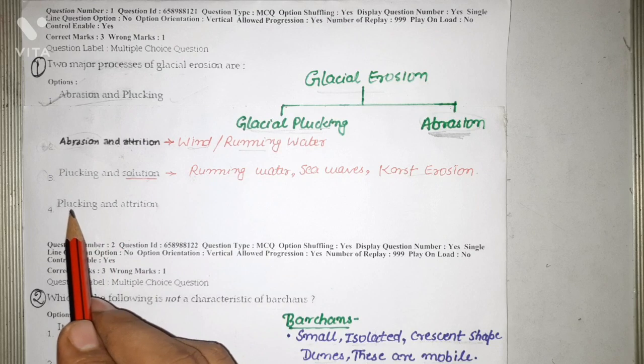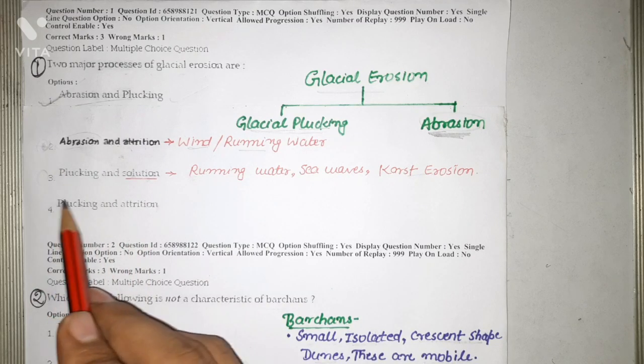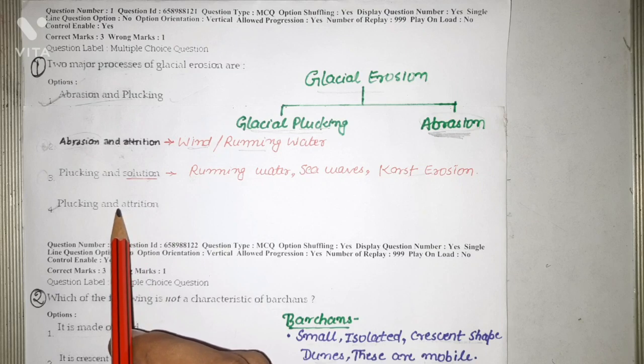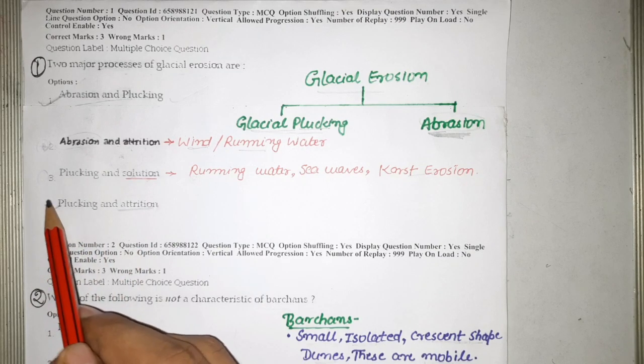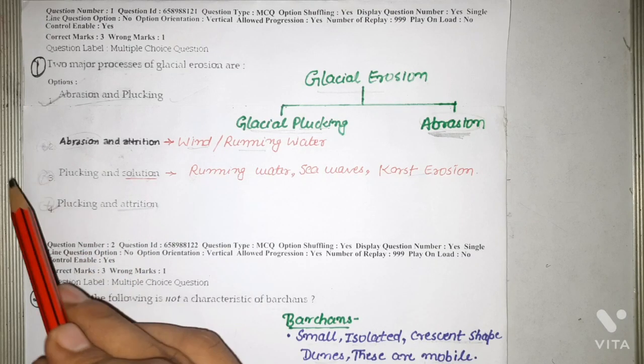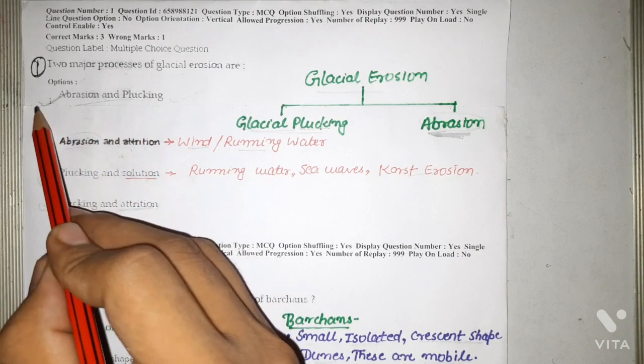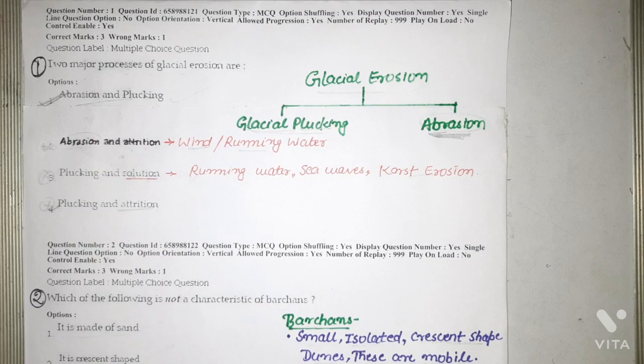Next is plucking and attrition. Plucking is a glacial erosion process as we have discussed, but attrition is again not a glacial erosion process. This is also not a correct answer. So, the correct combination of glacial erosional processes is abrasion and plucking, and this is the correct answer. Now, let us proceed to the next question.